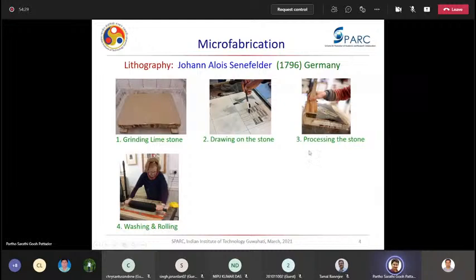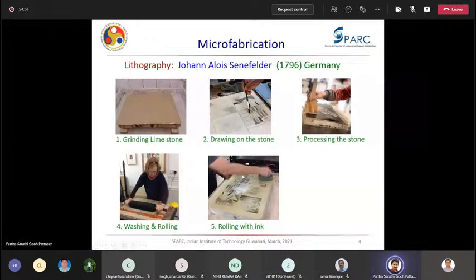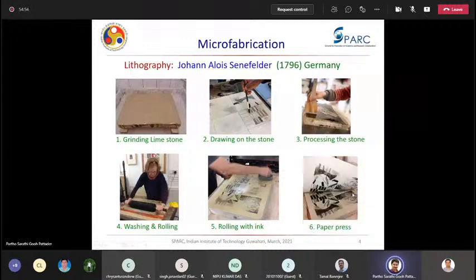So then repeated washing was done, and on top of it rolling with this grease based ink was done repeatedly. Okay, so that this ink becomes prominent on that particular point where the initial painting was done. Then again washing and rolling with ink was done repeatedly, and lastly you just take a blank paper, press it on that limestone, and you get the imprint. So then you can do it several times. You just roll it with ink and press white paper, and it is printed. It is basically a print transfer kind of thing.